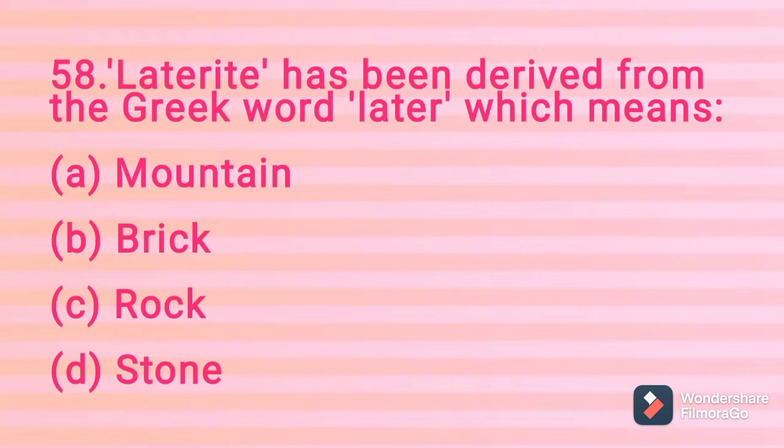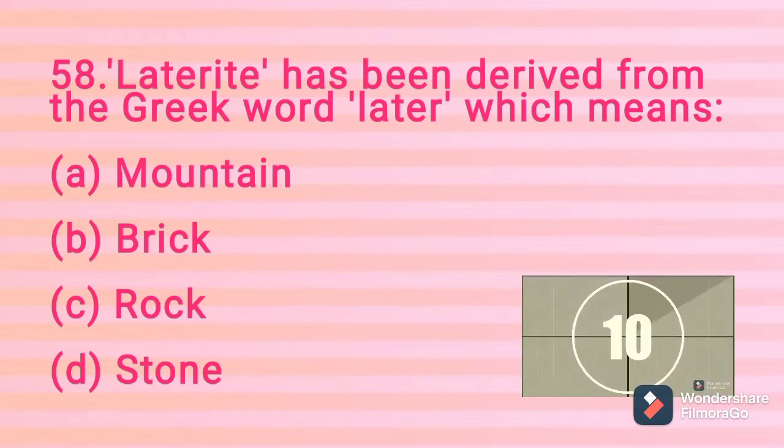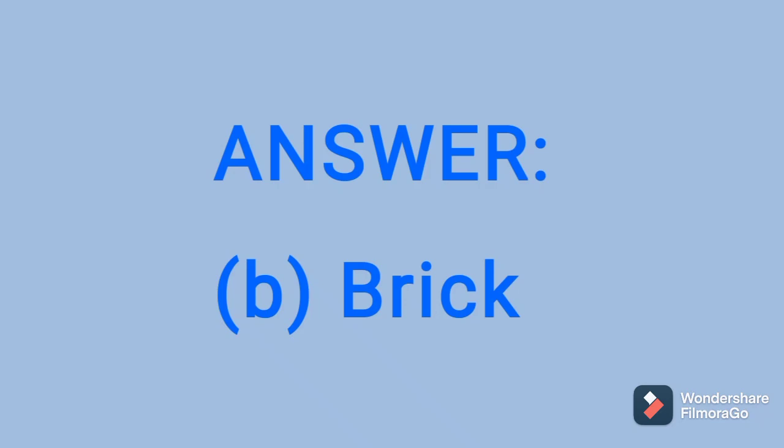58th question. Laterite has been derived from the Greek word later, which means option A mountain, option B brick, option C rock, option D stone. And the answer is option B, brick.